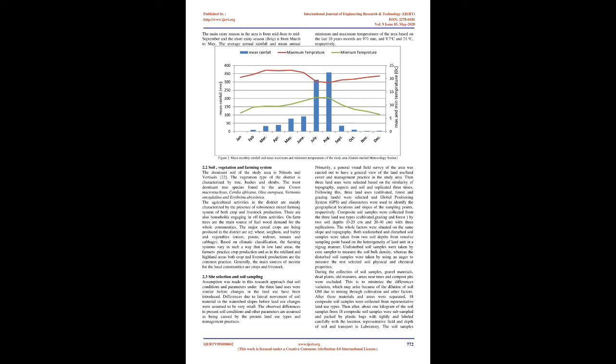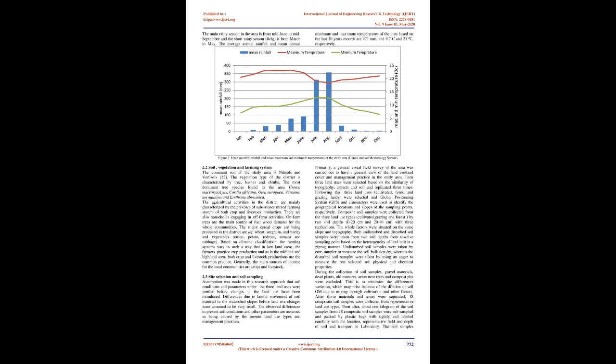The main rainy season in the area is from mid-June to mid-September and the short rainy season, Belg, is from March to May. The average annual rainfall and mean annual minimum and maximum temperatures of the area, based on the last 10 years records, are 971 mm, and 9.70 °C and 21.0 °C, respectively.